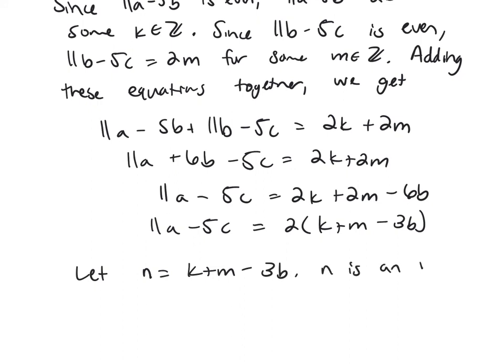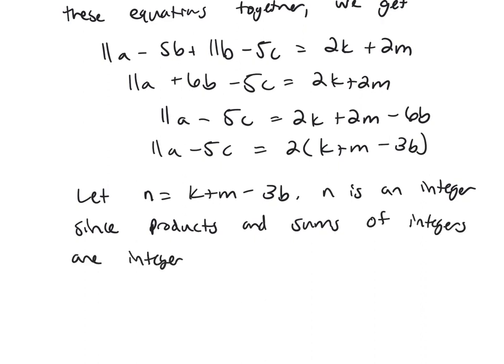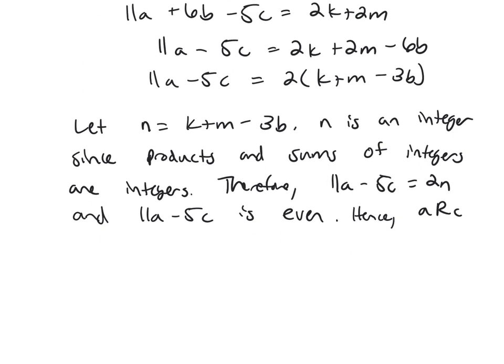N is an integer, since products and sums of integers are integers. Therefore, 11A minus 5C equals 2 times N, and 11A minus 5C is even. Hence, A is related to C, and R is transitive.